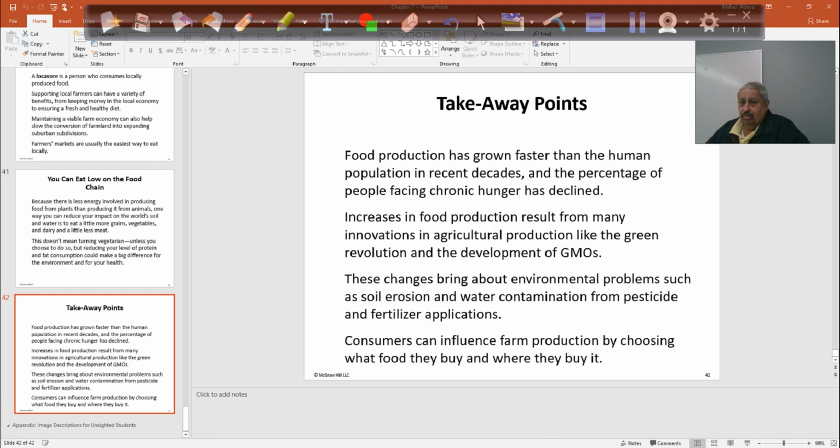Takeaway points. Well, food production has grown faster than the human population in recent decades, and the percentage of people facing chronic hunger has declined. That's true. Increased food production results from many innovations. Those are the technologies we talked about. These changes bring about environmental problems such as soil erosion and water contamination from pesticides and fertilizer. Consumers can influence farm production by choosing what food they buy and where they buy it. And this is the conclusion of the chapter.